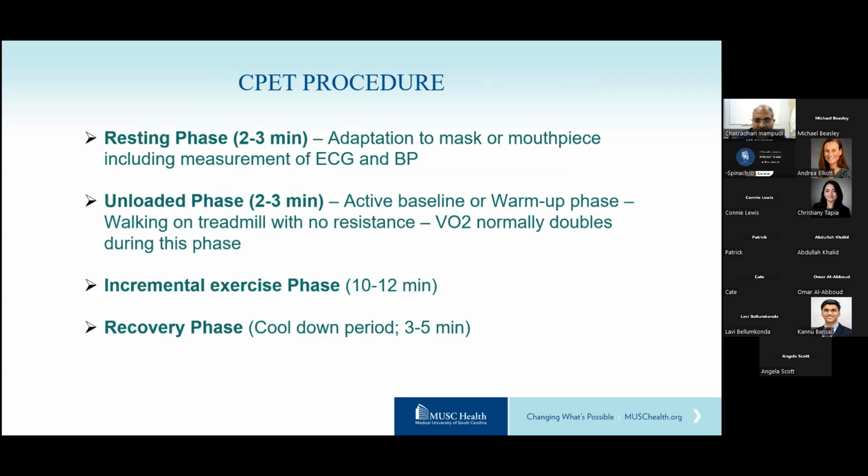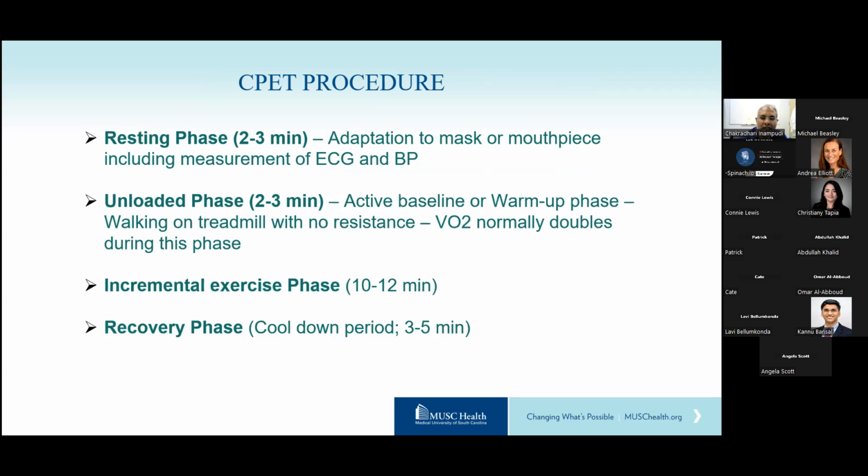The procedure itself has a resting phase to adapt to the mask. It has an unloaded phase, an incremental exercise phase, and a recovery phase. Now, I would say for any ideal CPET report interpretation, you would want at least 10 minutes of exercise, ideally.